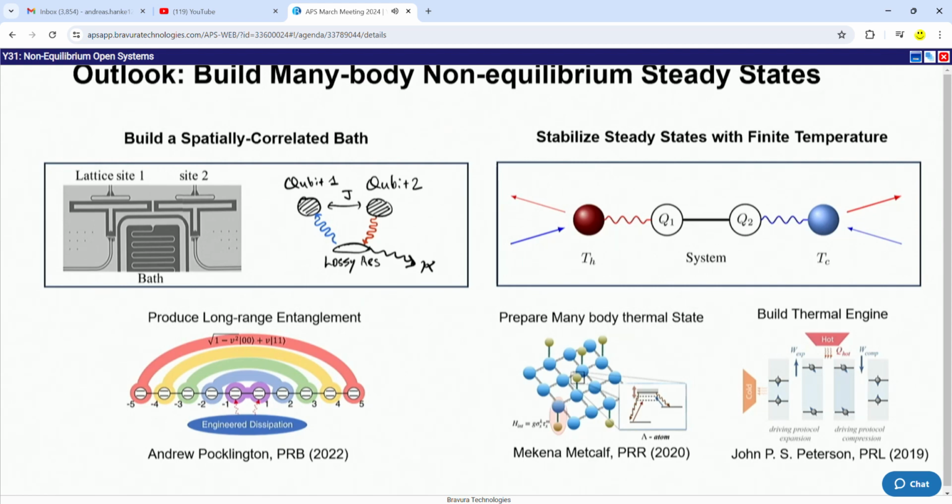Our ultimate goal is to build a universal open quantum simulator with spatially, spectrally, and temporally controllable buses, and use this to control and probe many-body quantum states with colorful properties.